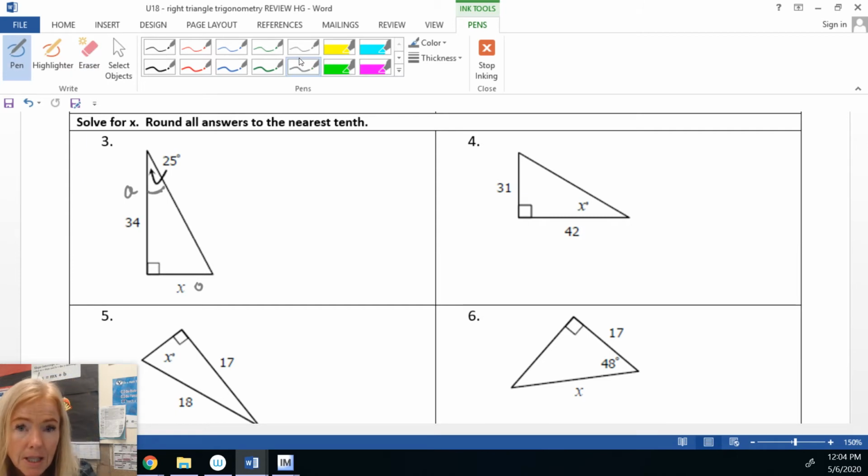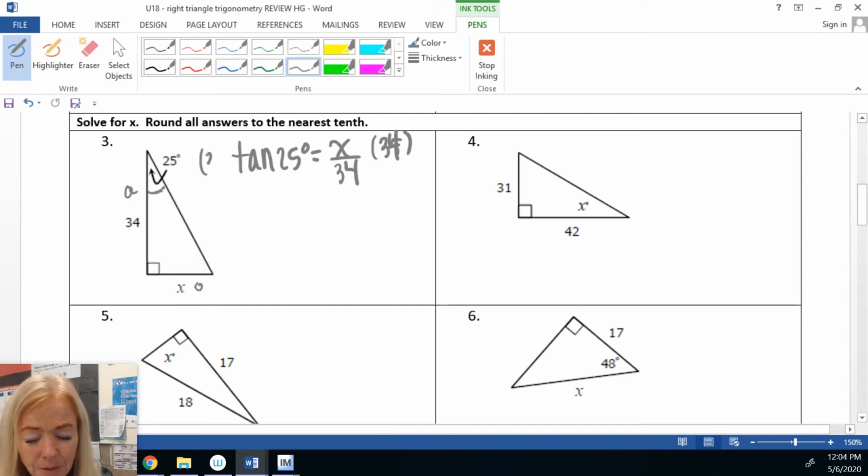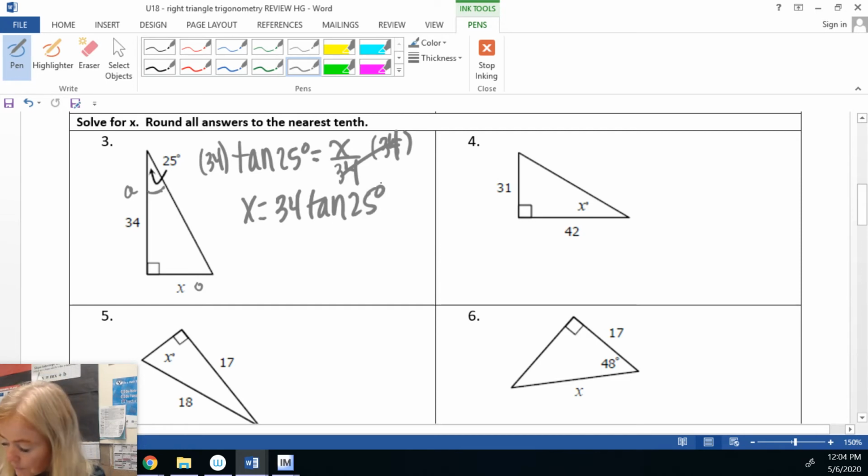We have an O and an A, and that's tangent for SOHCAHTOA. So we'll have tangent 25 is equal to opposite x over adjacent, 34. We multiply both sides by 34, and that makes x equal to 34 tangent 25. 34 tangent 25 is 15.9 units.